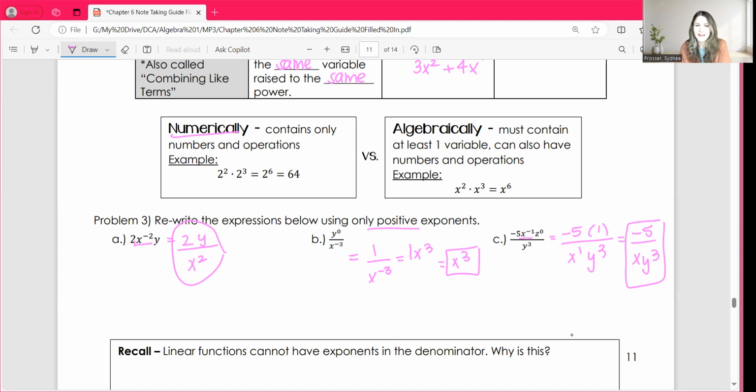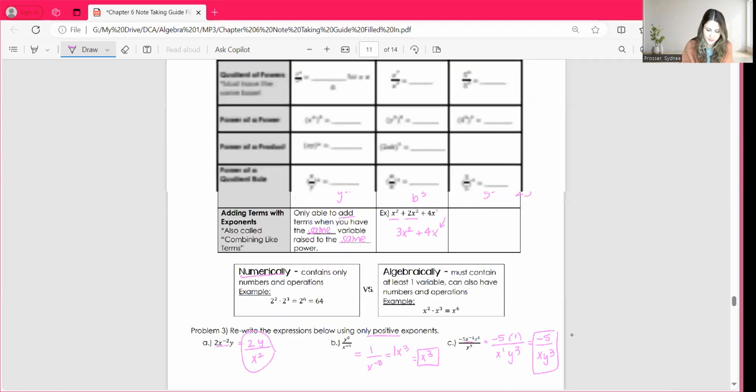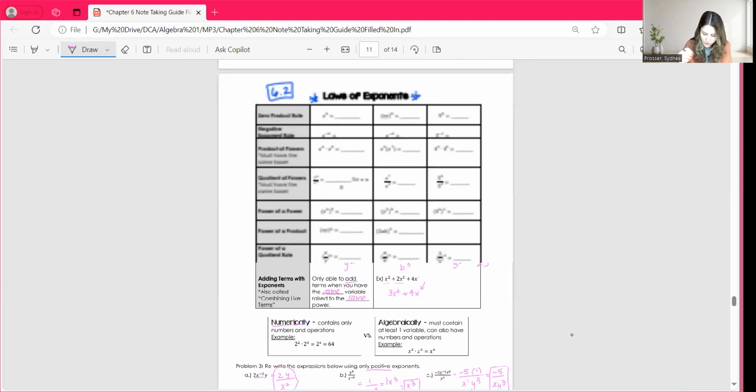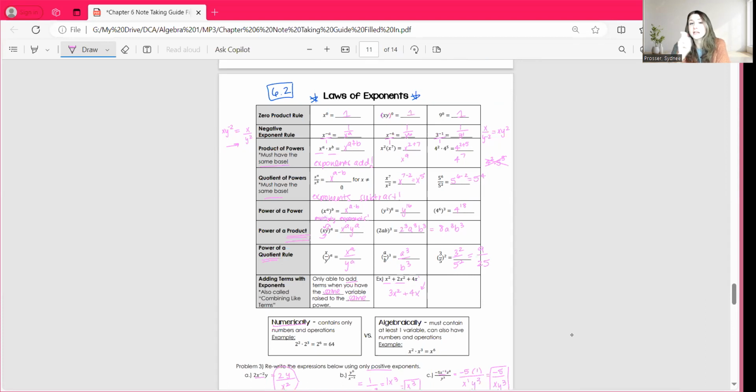Okay. And that is all on our laws of exponents. We want to make sure this whole chart is completed and that we understand each of these laws because we're going to have to apply them to simplify expressions. If you have any questions, let me know.